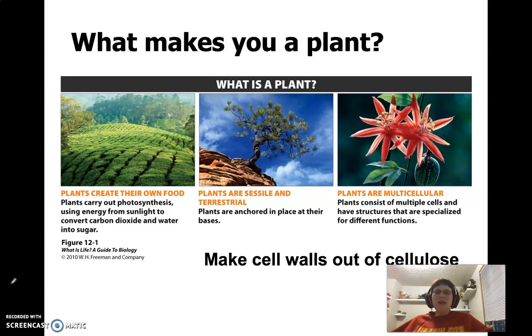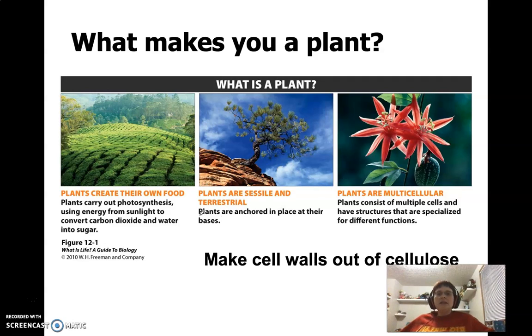There are 4 characteristics. One is one that we've already talked about, and that is that plants can make their own food. Plants have the ability to do photosynthesis, to take the energy from the sun and turn it, along with carbon dioxide and water, into sugar. The byproduct for us is oxygen, but the important part for them is that sugar. So plants do photosynthesis to make their own food source.